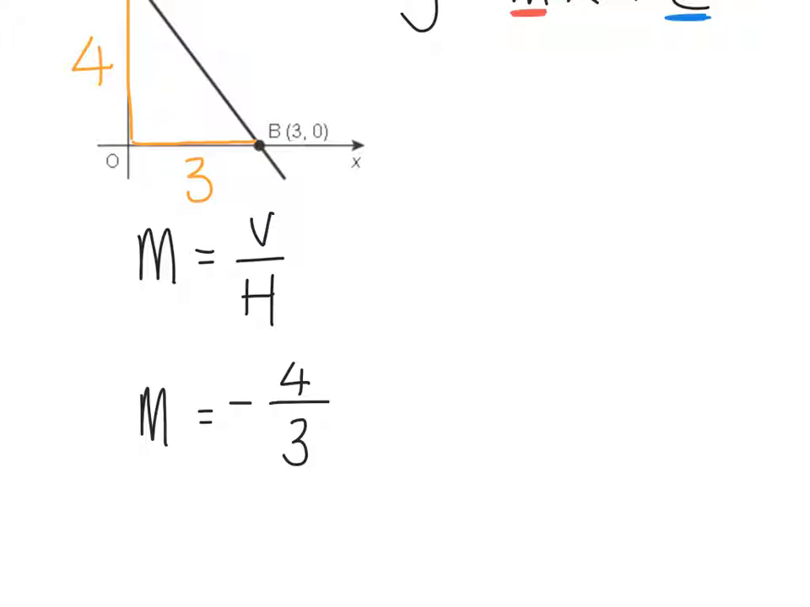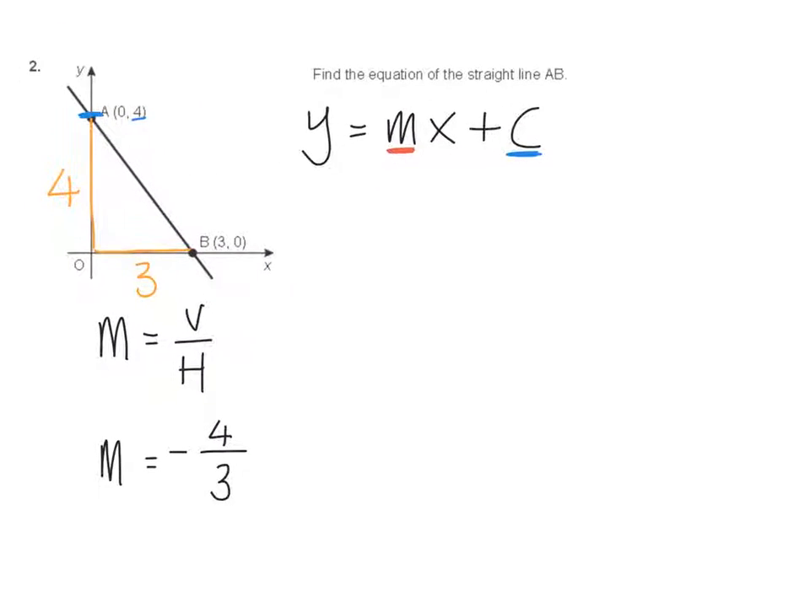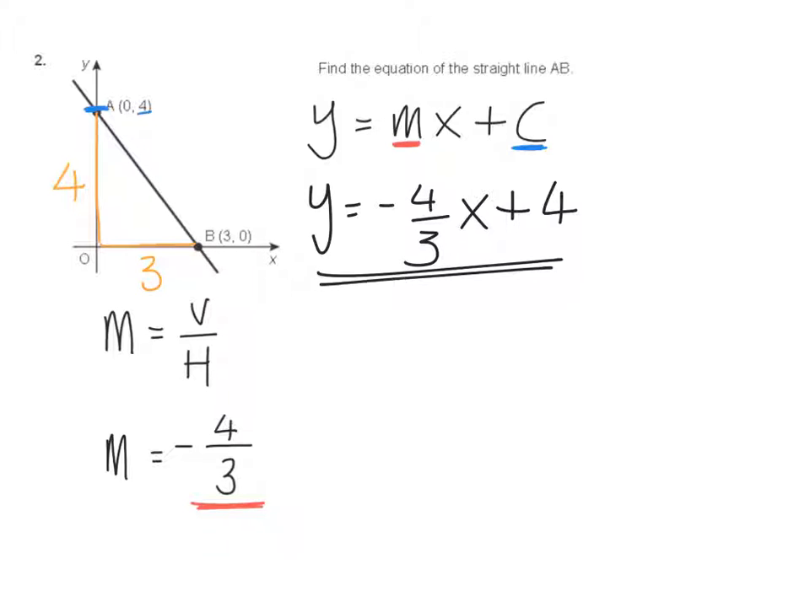The next thing that we want to do is substitute this value for m along with the y-intercept into our equation. So m is negative 4/3. We mentioned earlier that the y-intercept is 4, so we can substitute those into our equation. That gives us y equals negative 4/3 x plus 4. That is the equation of the straight line and the end of our question.